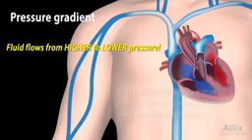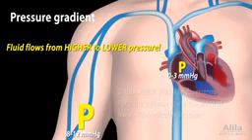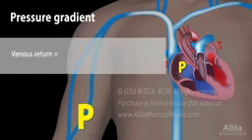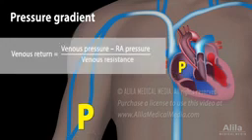Pressure gradient. The difference between venous pressure and right atrial pressure is the major force driving peripheral blood back to the heart. In fact, venous return can be determined as the venous pressure gradient divided by venous resistance. Factors that increase venous pressure or decrease right atrial pressure facilitate venous return.